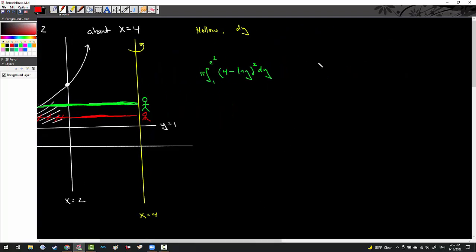So I'm going to put that in as an integral quite literally. The integral from 1 to e squared of (4 minus 2) squared dy. Don't forget about that pi out there. And these guys are being subtracted. And at this point, this integral is not going to be solvable by hand for us. So what we would do is put it into a calculator, and we'd get an answer.